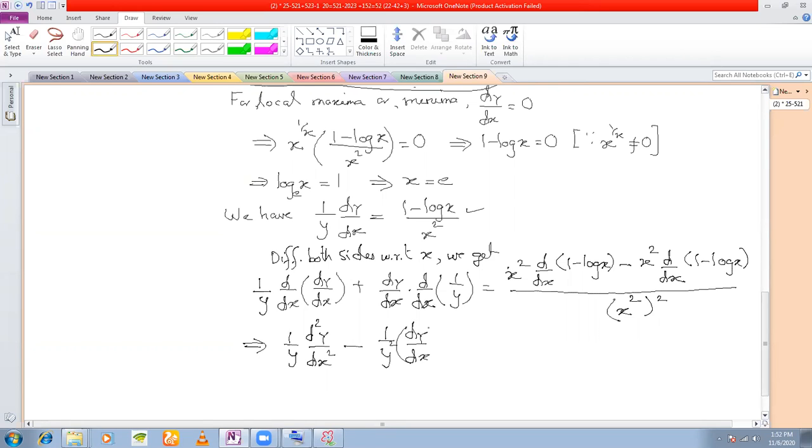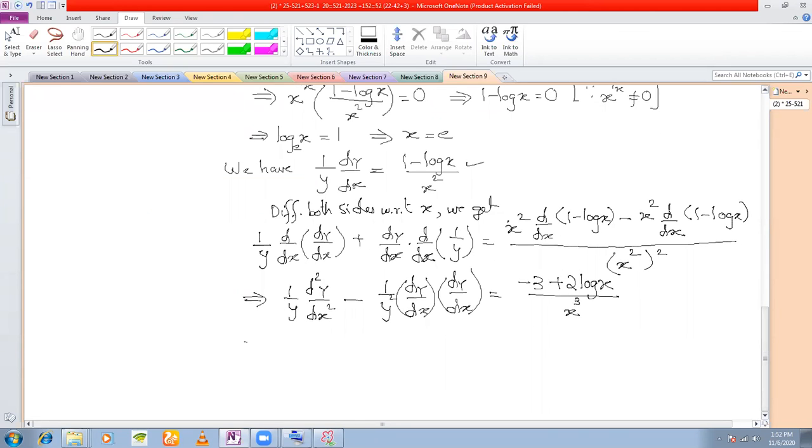And 1 dy/dx was already there. Okay. And if you differentiate this, what are you going to get? I'm not doing the actual differentiation. Okay, you'll get (-3 + 2 log x) divided by x cube. This is what you're going to get.